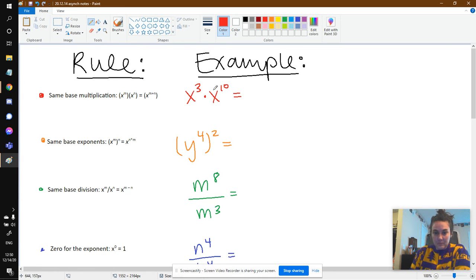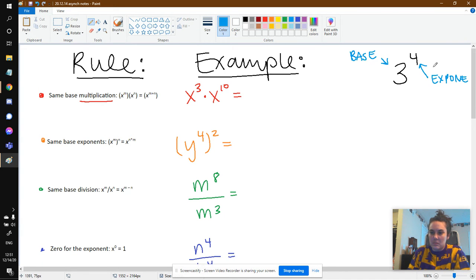All right, the 5 rules we know. We know same base multiplication. Actually, let me say off to the side very quickly, if we have like 3 to the 4th, 3 is the base, and 4 is the exponent. When I say base, I mean the bottom number that's being taken to a power. And when I say exponent, I mean the power.